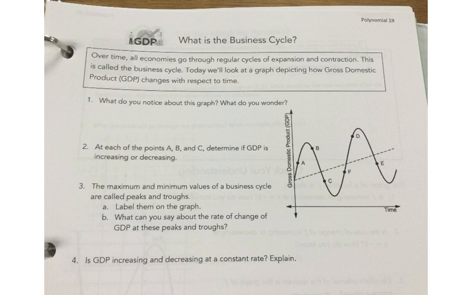2, at each point, A, B, and C, determine if the GDP is increasing or decreasing. So at A, what's happening to the GDP? How do you know? Yeah, think about the slope of a tangent line, right? So A is increasing. What about at B? B, it is decreasing. We're heading down at B. And what about C? C is also decreasing.